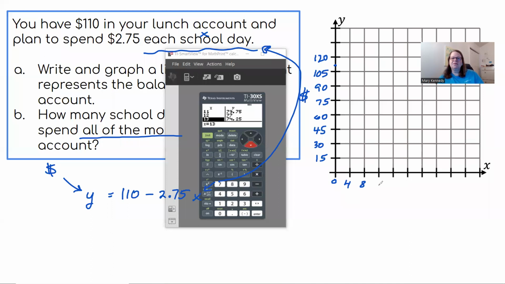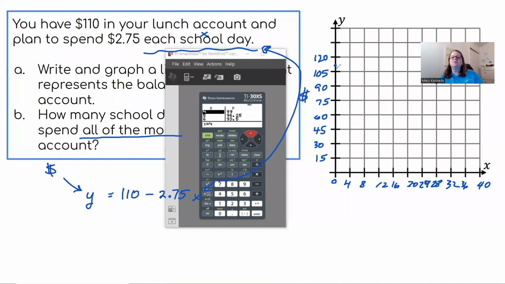4, 16, 20, 24, 28, 32, 36, 40. Yeah, that would give us a good sense of where the numbers are. So that doesn't mean you have to set it up that way. I'm just noticing on the table that those numbers are cleaner and those might be easier to graph. So I'm going to go with that.